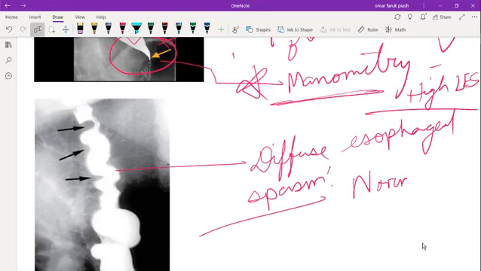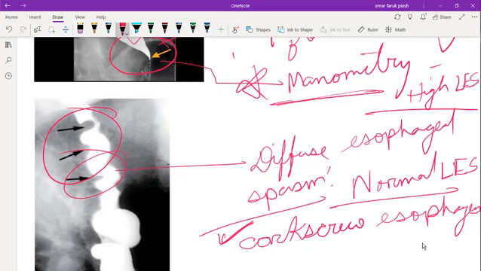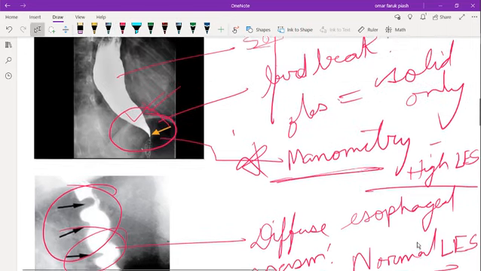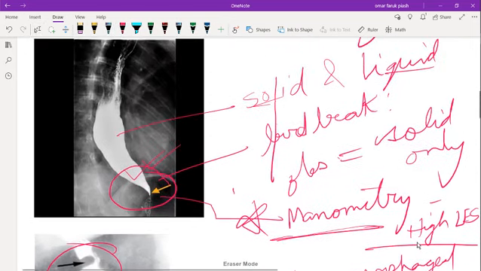And manometry is a diagnosis where there is normal LES. And I haven't told the treatment in these two things. I want to say it elaborately, that's why I skipped that.